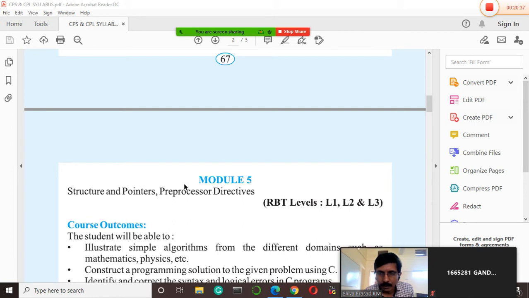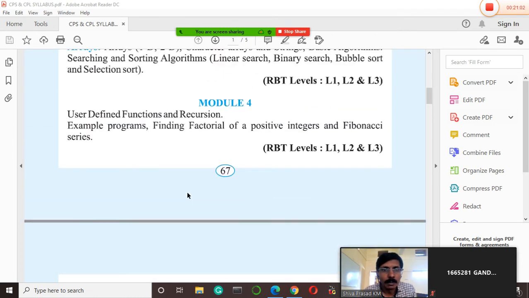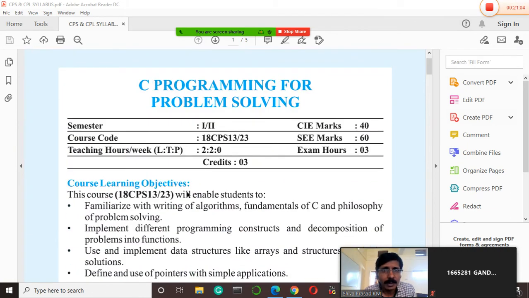The main exam carries 100 marks, whereas internal assessment carries 40 marks. The 100 will be converted by the university to 60, and this 40 plus whatever you get out of 60 will be combined, and it will provide you the CGPA marks. So this is the syllabus of your CPS program, that is C programming for problem solving.